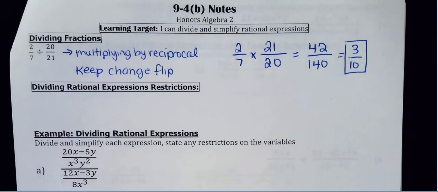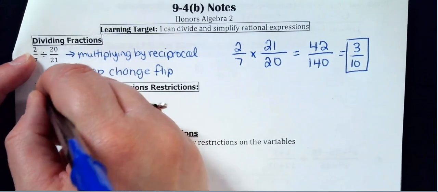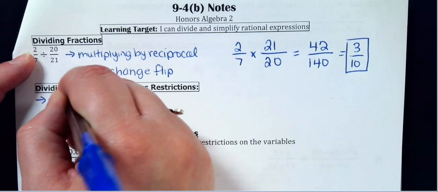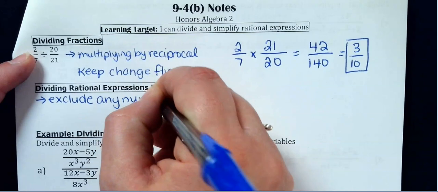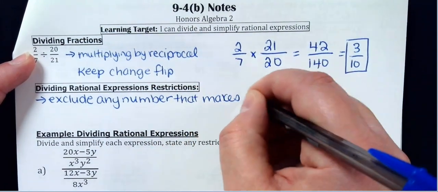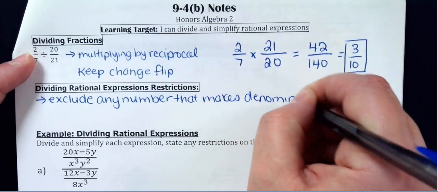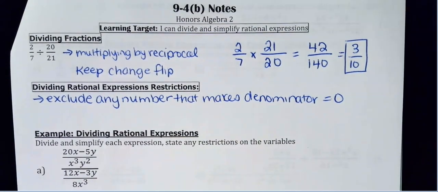Okay, now, in terms of the restrictions, what you have to use here is the same as for multiplying. Exclude any number that makes the denominator equal to 0. So we've got to exclude any number that makes the denominator 0. Specifically, when you are dividing, that is the original problem, and at any point in the problem.